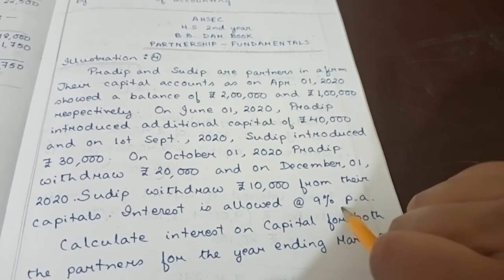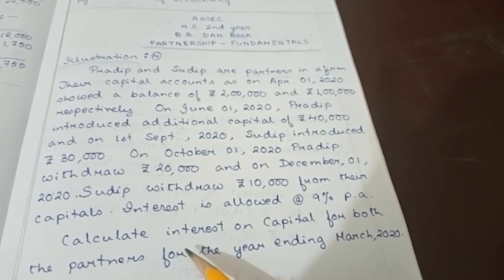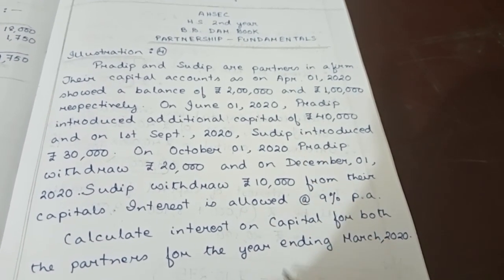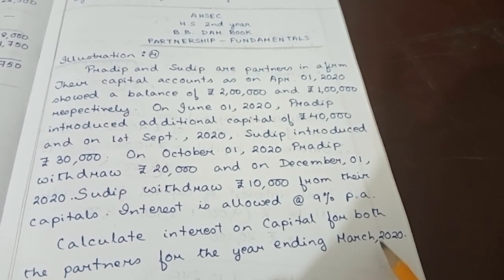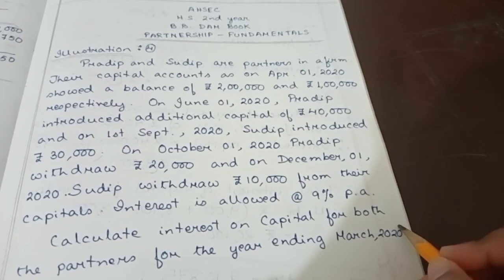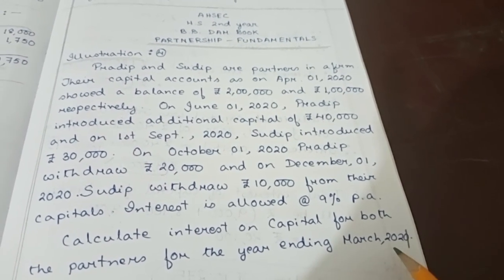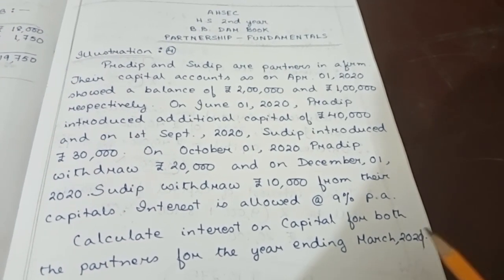Interest is allowed at the rate 9% per annum. You have been asked to calculate interest on capital for both the partners for the year ending March 2021. Okay, not 2020. For the year ending March 2021. Okay, so let us complete the sum.